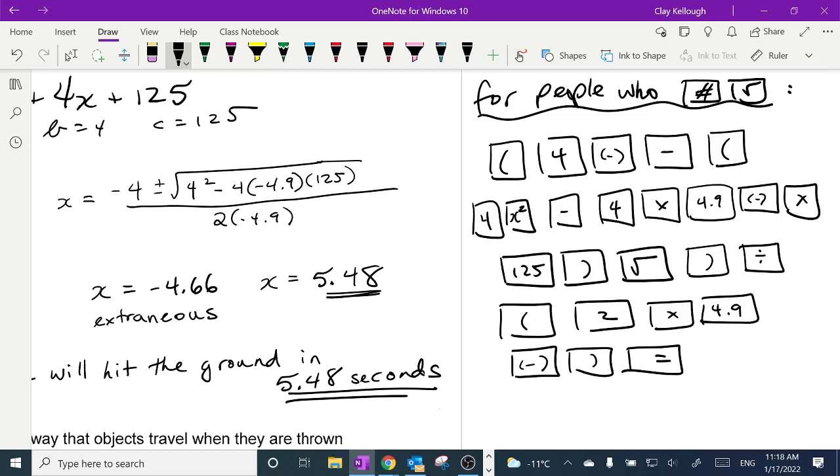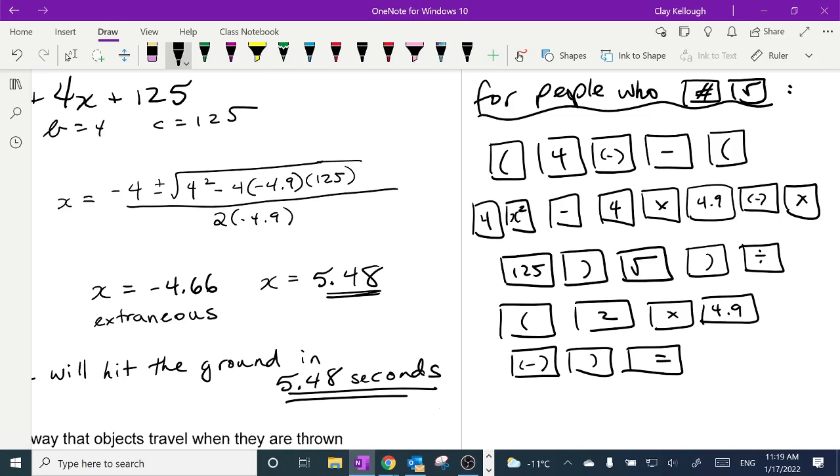Close the bracket for the numerator. Divide by, open a bracket, 2 times 4.9. Make it negative. Close the bracket and equals 5.47. Nope, that one works now. Sorry about that. That took me a while because I don't use this kind of calculator very often. Follow those buttons exactly. If you don't have the right answer, it's because you don't hit the button that it says you're hitting. What's important though is that you figure out why that's the order that'll make your calculator work.